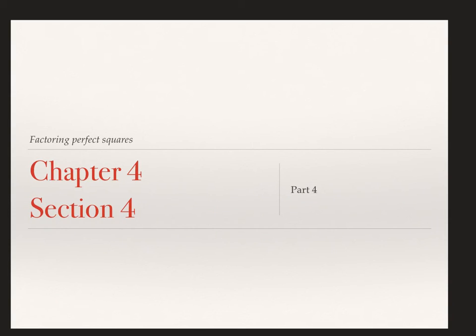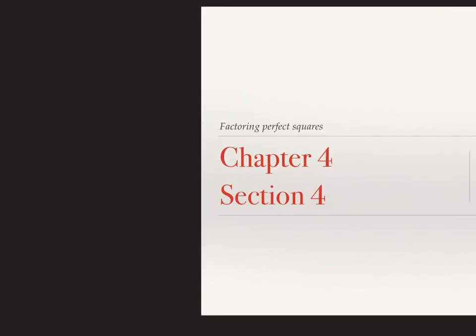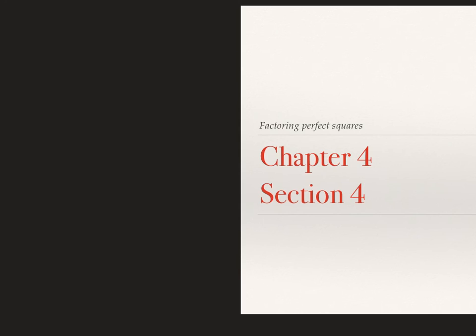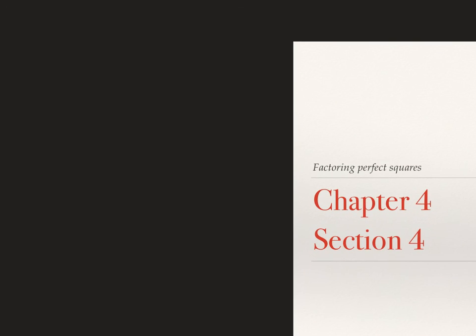All right, 4.4, part 4, we're factoring perfect squares. I'm going to list the perfect squares. So if we have 1 times 1, that gives us 1. That means 1 is a perfect square, because two of the same things multiplied by each other give us that as our answer. If we have 2 times 2, that means 4 is a perfect square.